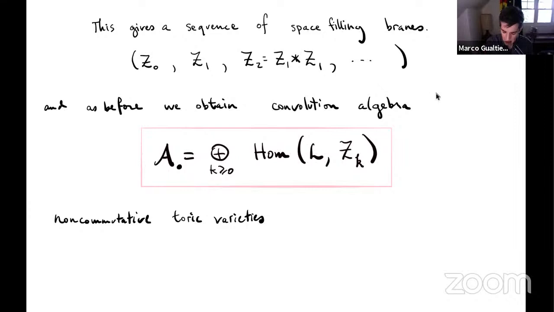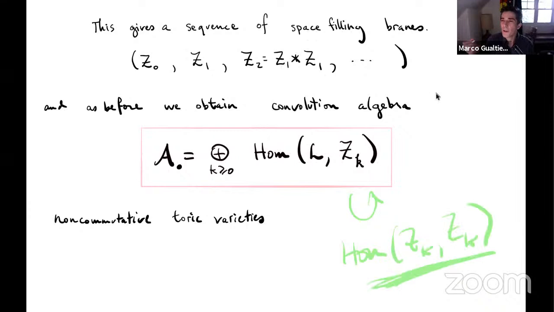Interestingly, each one of these summands is still a Hom from a Lagrangian to a space-filling brane, and so it still has the action of Hom ZK ZK on it. And this Hom ZK ZK is the same algebra as that which was constructed by Gukov and Witten. So that means that despite the fact that the algebra is now non-commutative, each summand in the algebra still has an action by SL2C. It's kind of funny that the non-commutative variety still has the SL2C action.